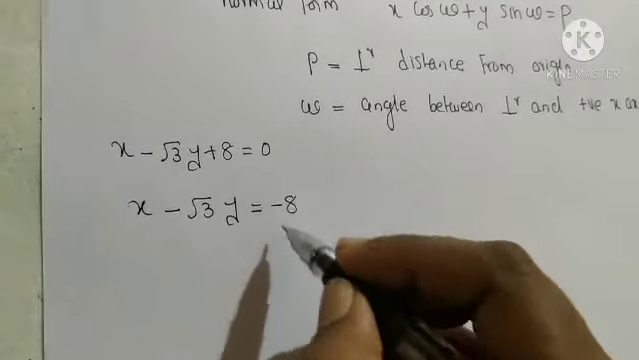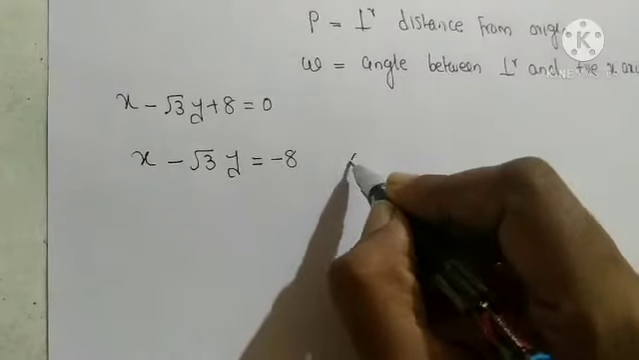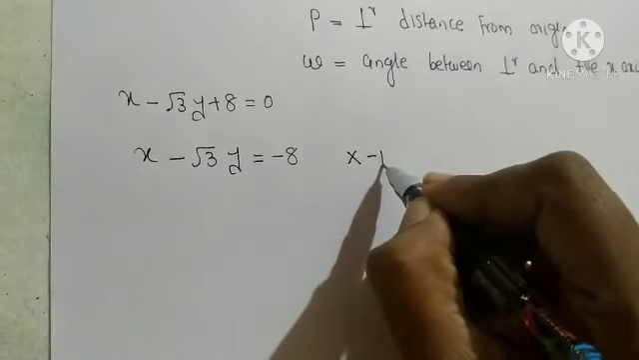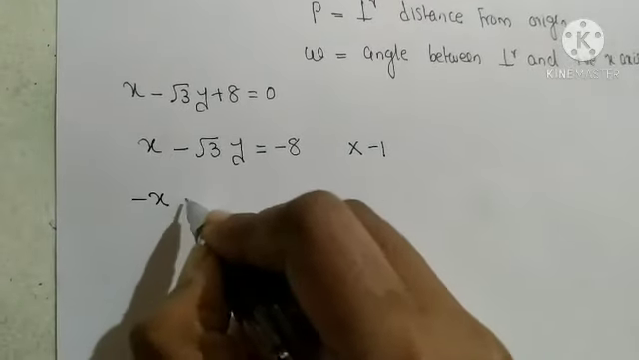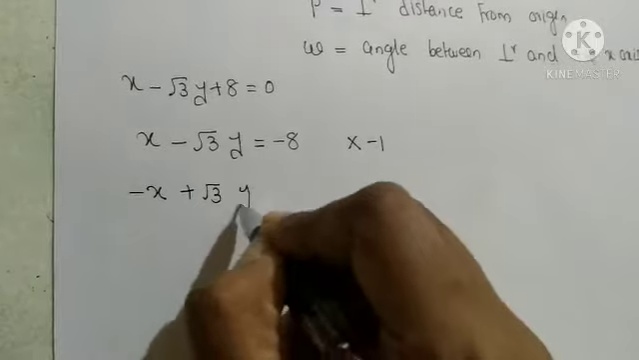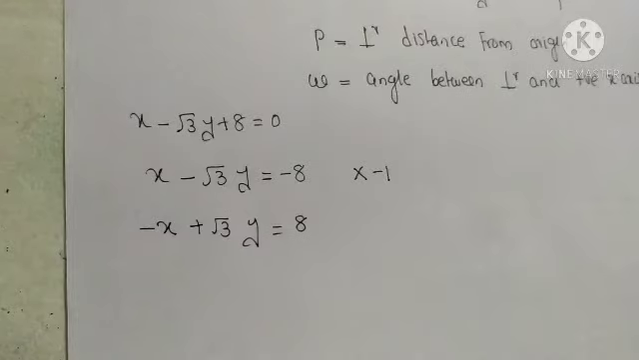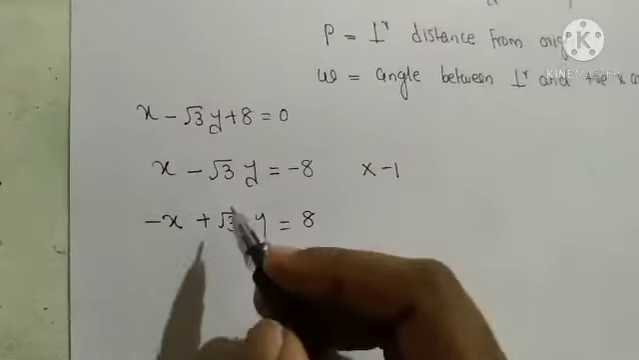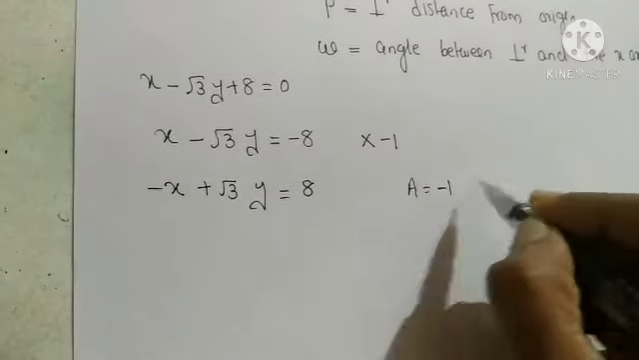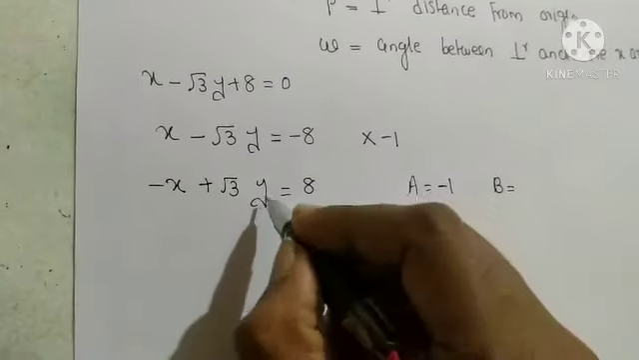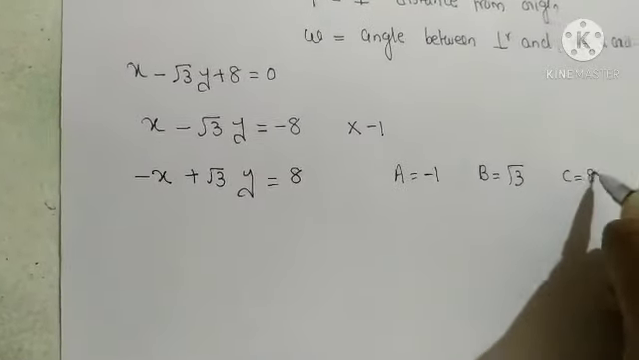This term is always positive, so I am going to multiply throughout by minus 1 on both sides. Here we get minus x plus root 3y equal to 8, because distance is always positive. So from this we get a equal to, a is the coefficient of x, that is minus 1, and b equal to coefficient of y is root 3, and c equal to 8.